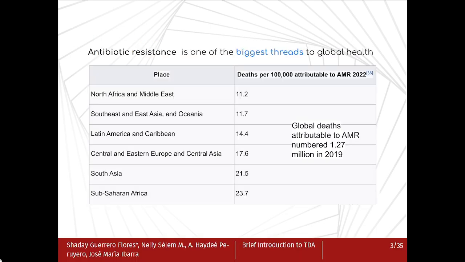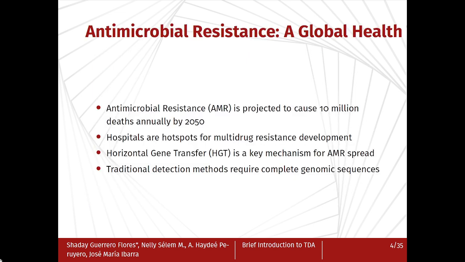Antibiotic resistance is one of the biggest problems as of 2019. The global deaths attributable to antimicrobial resistance are around 1.2 million per year. Antibiotic resistance is projected to cause 10 million deaths annually by 2050.